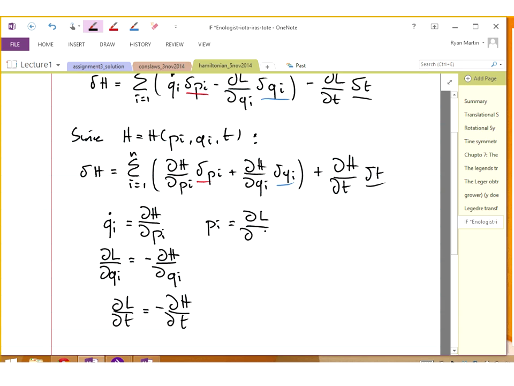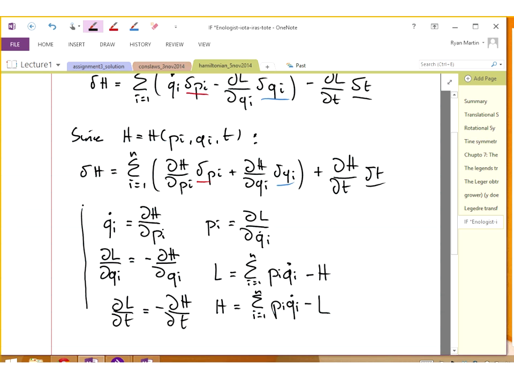And then on top of that, we also had p_i was equal to ∂L/∂q_i dot. And we had L is equal to the sum from i equals 1 to n of p_i q_i dot minus H, and H is equal to the same thing, the sum from i equals 1 to n of p_i q_i dot minus L. So there you have it.